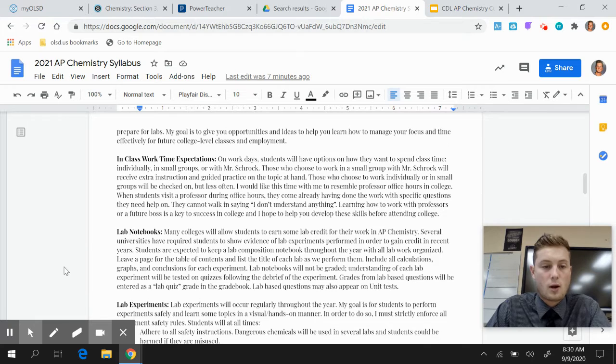In class work expectations. When students come in and they want to work on those work days, they can really do however they want. They can either work individually. I have the desks sectioned off with blue tape so that they're 6 feet apart. They can work in small groups. We have trifolds that they can sit in so that they're still socially distanced, or they can work with me. And I will set that up as if I were a professor with office hours.